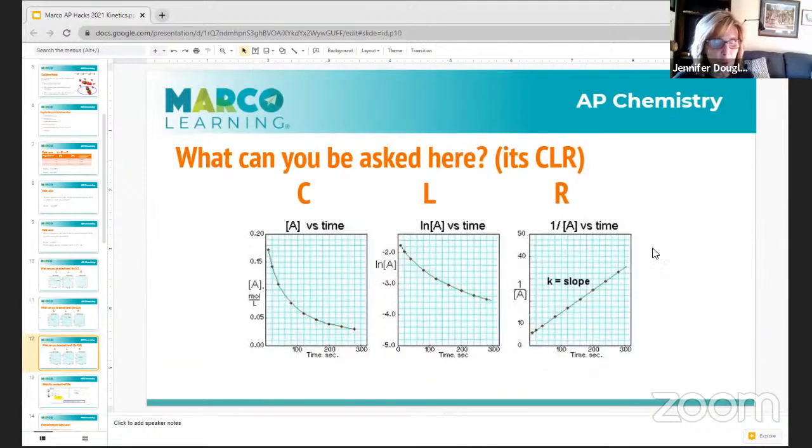And if the third one, if the reciprocal gives you a straight line, then it's going to be second order, because remember, it's 0, first, second order. And that's as far as we go. Don't do any more orders than that.